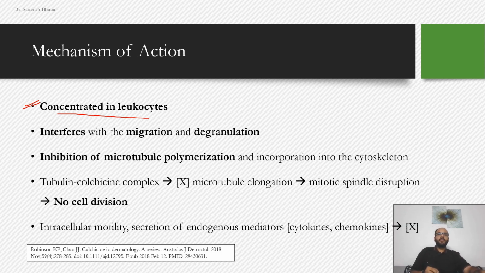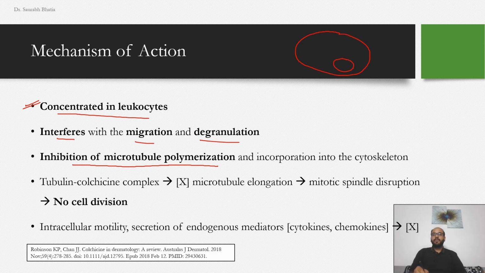It interferes with the migration and degranulation of inflammatory cells. That is how it is immunosuppressive or immunomodulatory. There is inhibition of microtubule polymerization. Remember, a few slides ago, I told you that it binds to tubulin. Now, if I just recap, you have a cell, and a nucleus.